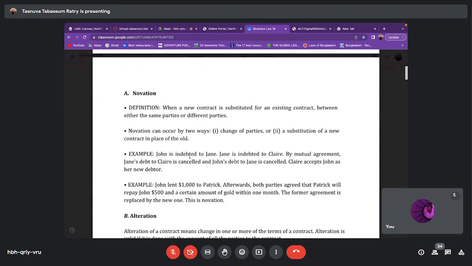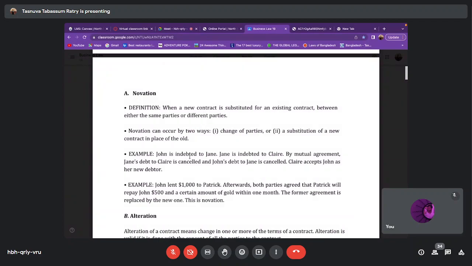Okay? So because the first agreement was between John and Jane, where Jane had to be repaid by John. Similarly, in another agreement, Claire had to be repaid by Jane. Now, the parties decide by mutual agreement that Jane's debt to Claire is cancelled and John's debt to Jane is cancelled. Now, directly, Claire will accept the 100 taka from John. John is the new debtor, Claire is the new creditor. A new loan agreement has been formed between John and Claire, where John directly owes money to Claire.